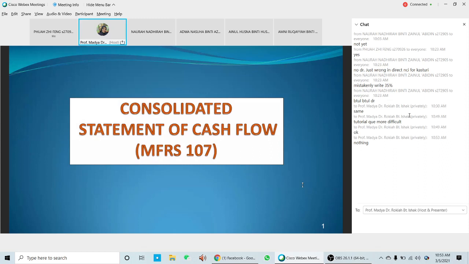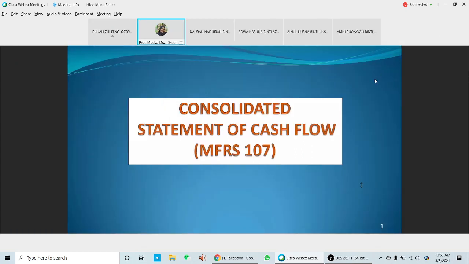Okay, cash flow notes. The first ten or so slides here are about the revisions only. So what we're going to focus on here is the consolidated statements of cash flow. We're going to do this one slowly. We have half an hour to cover this one.